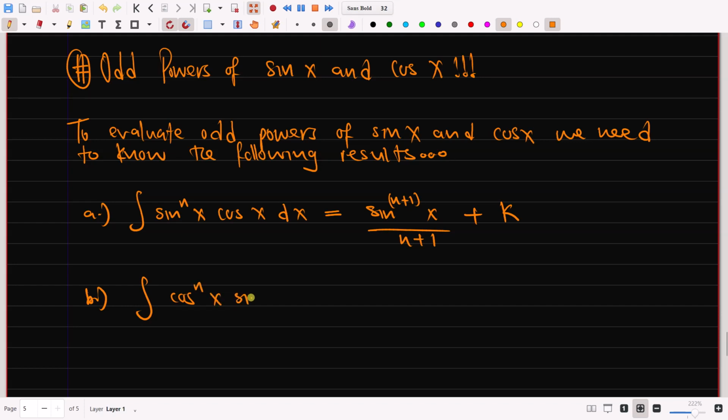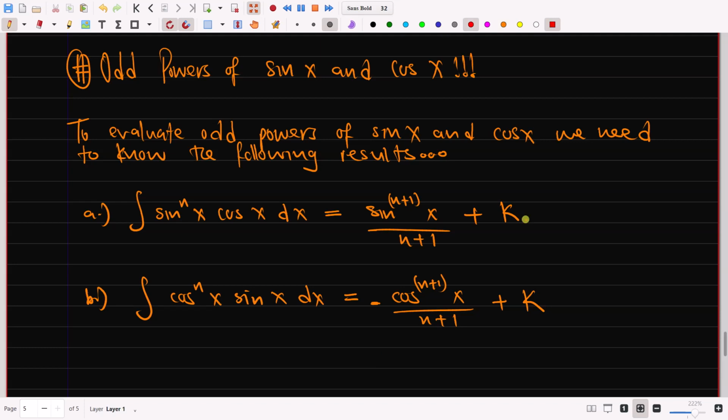But if you learn your integration very well, you don't actually need to even memorize these results. These are results that can be easily found by substitution. If you can play around with substitution, you can prove them. So if you just apply your substitution technique, you can actually prove the truthfulness of these results.